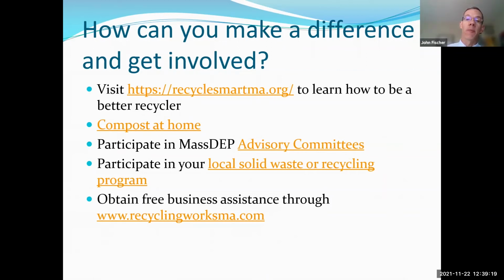So if you're not already familiar with that, take a look at Recycle Smart MA. Also, if you have the ability and the space and the interest, composting at home is a really great way to reduce your waste and to reduce your impact. And you don't even need to have your material collected to do that. So you can compost leaves and yard waste and a lot of your food material right in your own yard. So if you have the space and the willingness to do that, that's a really great way to reduce your impact, and also generate compost that you can use in your own garden or yard.